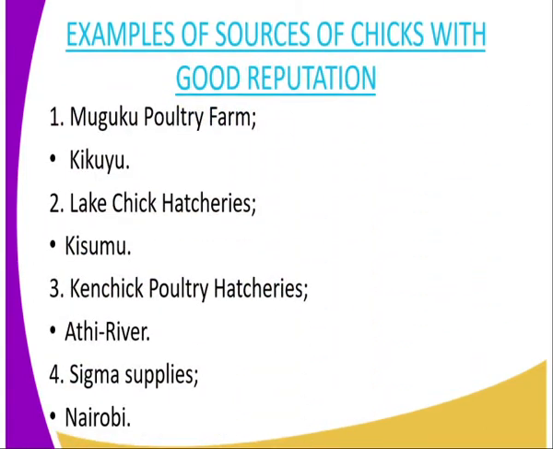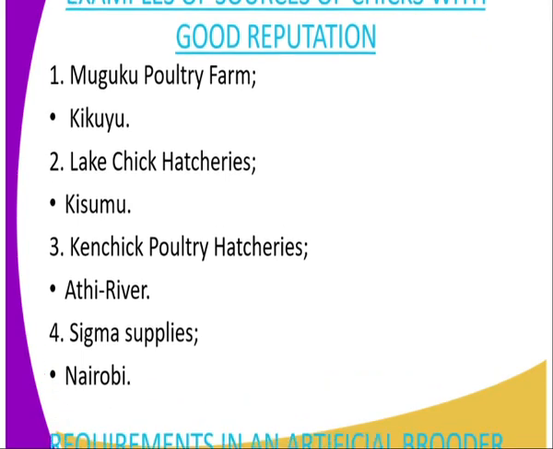Examples of sources of chicks with good reputation include, number one, Mogoko Poultry Farm, located at Kikuyu. The second one, we have the Rake Chick Hatcheries, located at Kisumu. Then the third one, we have Ken Chick Poultry Hatcheries, located at Athi River near Nairobi. Then we have the Sigma Supplies, located at Nairobi.